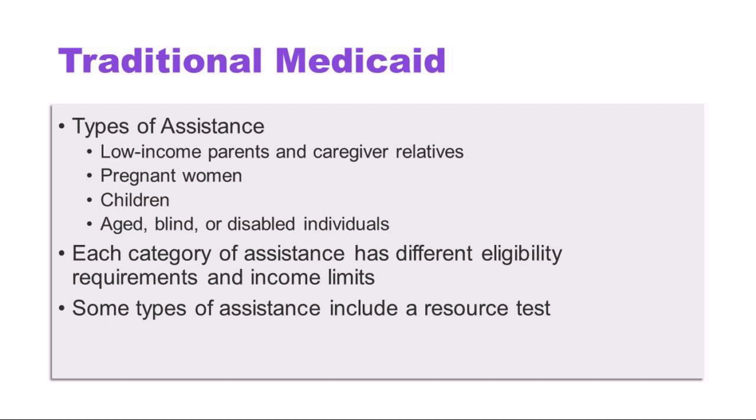Medicaid is different from state to state, but there are 4 mandatory eligibility groups: low-income parents and caregiver relatives, pregnant women, children, and aged, blind, or disabled individuals. These categories are collectively known as traditional Medicaid. Each category of assistance has different eligibility requirements and income limits. Some types of assistance also include a resource test.